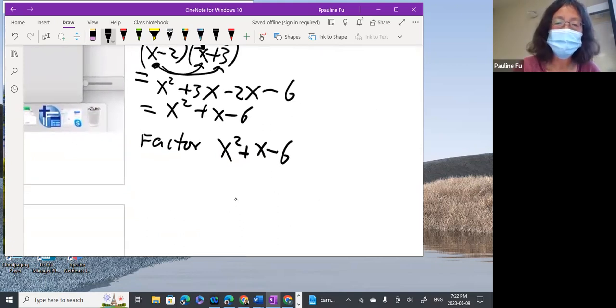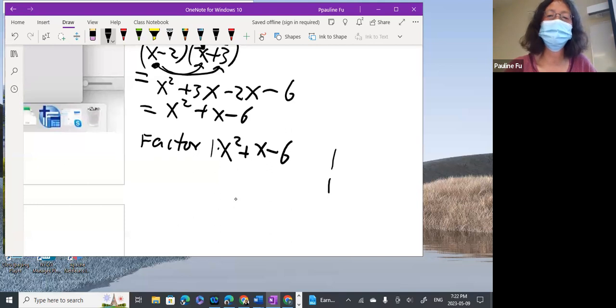The coefficient for x squared is 1. x squared is actually 1 times x squared. So you break 1 into 1 times 1. And then negative 6, which two numbers multiply together to make negative 6? Tell me two numbers that multiply together to equal negative 6.